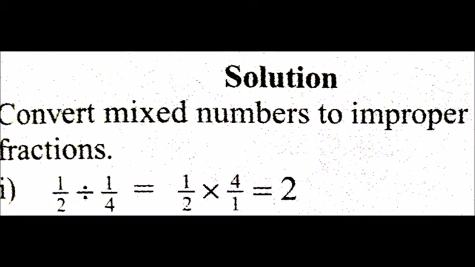1 over 2 divided by 1 over 4. This is equal to 1 over 2. And I said you change this one upside down. So times 4 over 1, which is equal to, 4 divided by 2 is 2. So 4 over 2 is 2. The second one.